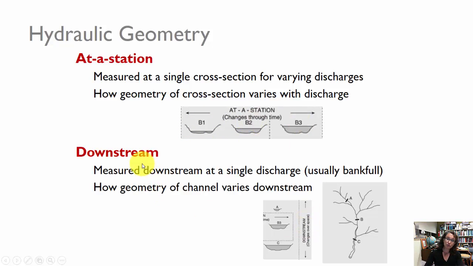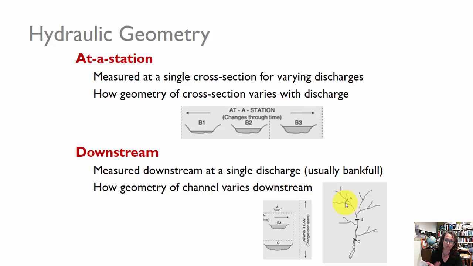If we're looking at downstream hydraulic geometry, now we're going to look at cross-sections A, B, and C as we move from the headwaters downstream in the channel. But what we have to do is choose a single discharge. But it's not a single actual CFS magnitude of discharge, because obviously the channel at A is only going to carry a much smaller amount of water than the channel at C. And so what we have to do is pick a consistent measure of discharge that we can compare at different places in the channel.